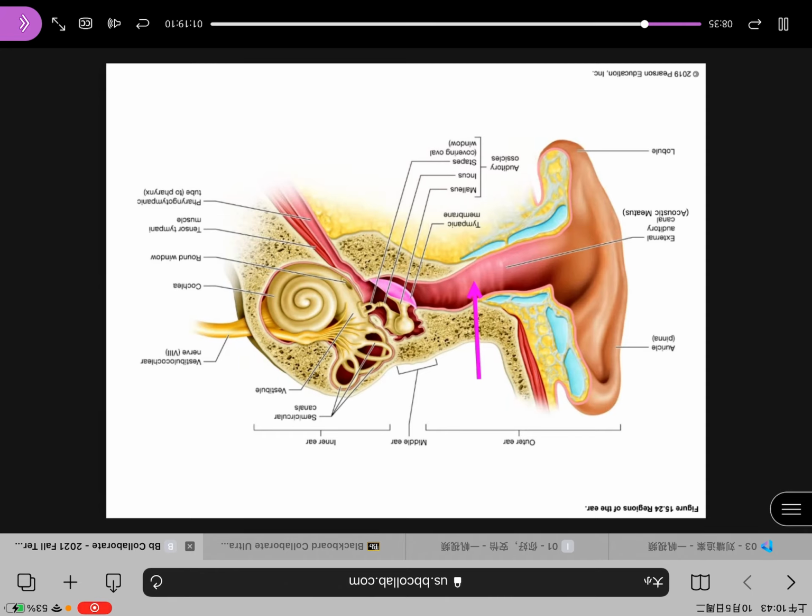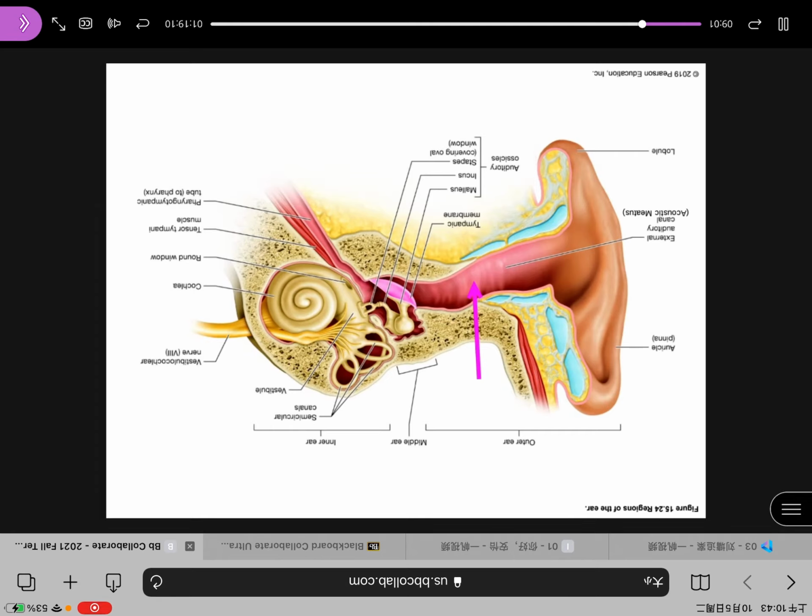Why not something else like a duct or a tube? The reason is that we have a few other things that are called ducts or tubes. In a moment, we'll see something that's sometimes called the auditory tube. All right, so anyway, we can take a look at this figure, the external auditory canal.